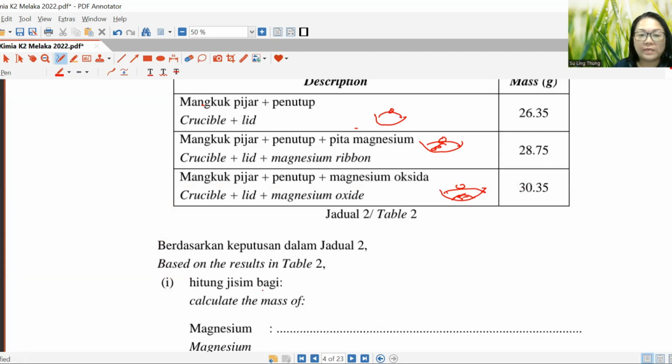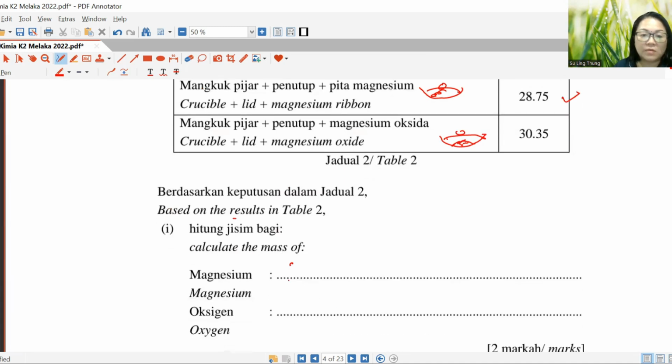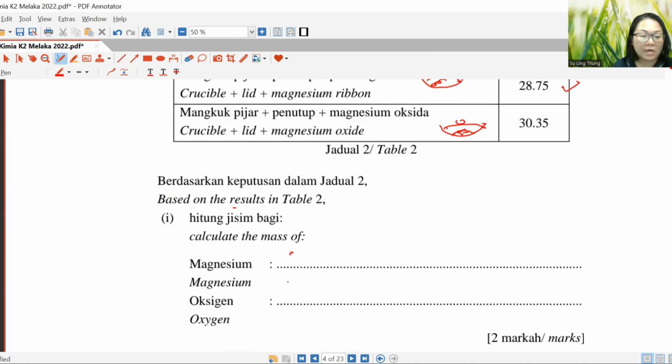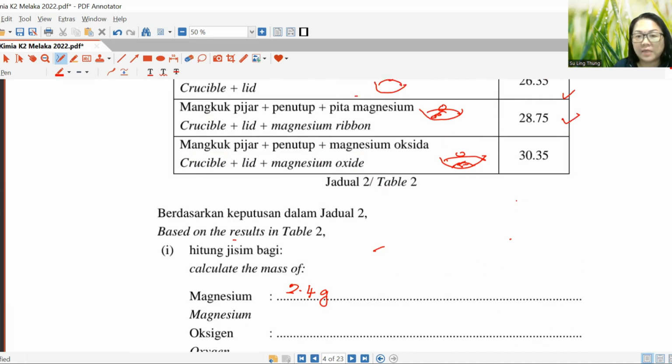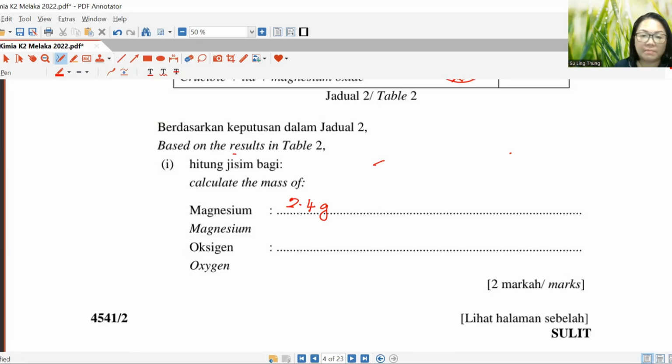So how do we calculate the mass of magnesium? We need to take 28.75 minus 26.35. You just need to use your calculator and count it out. You should get 2.4 grams. What about oxygen? You have to take the one with magnesium oxide minus the one with magnesium ribbon. Then you will get 1.6 gram.